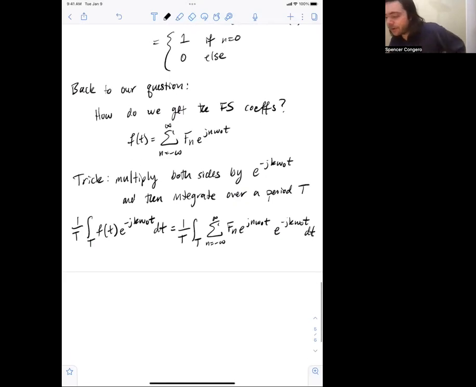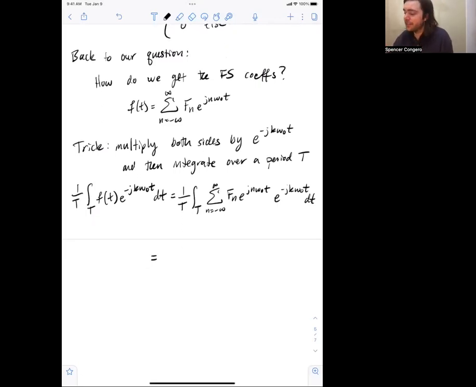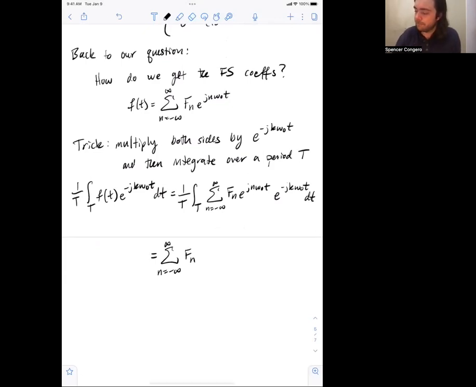Okay, now what can I do? Well, now I'm going to flip the integral and the sum. And turns out you can't always do that, but in this case, it turns out you can. We don't have to get into the gritty details of that, but let's just do it. So we have the sum over n from negative infinity to infinity. I'll bring out the f sub n. Okay, and now what's left?